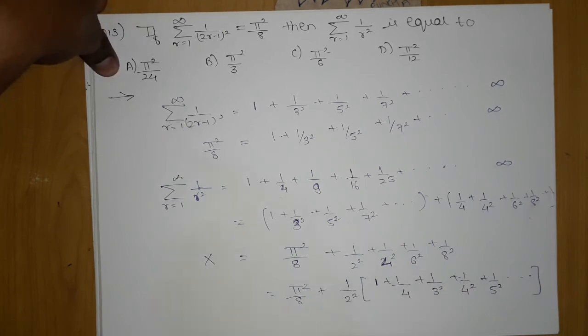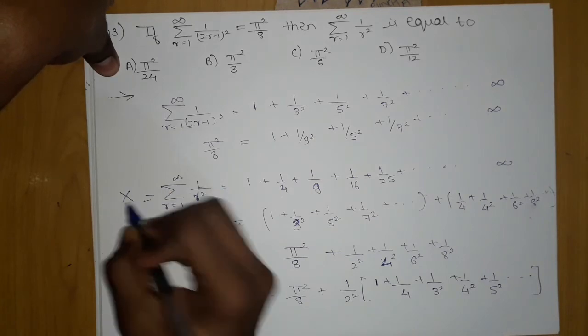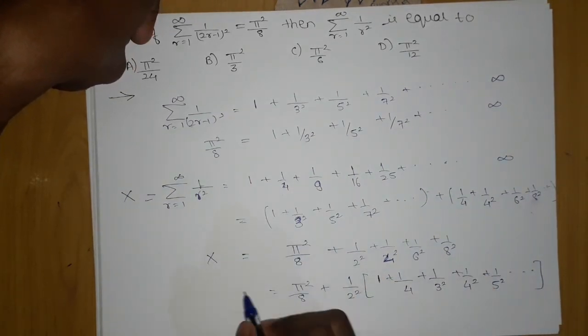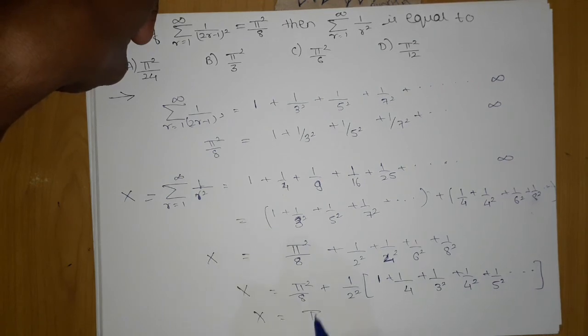If you observe this thing, then we call it x. If you observe this, then your job is done. You got the answer. This is pi square by 8, and if you analyze that it is nothing but x only, then you got your answer, it is x by 4.